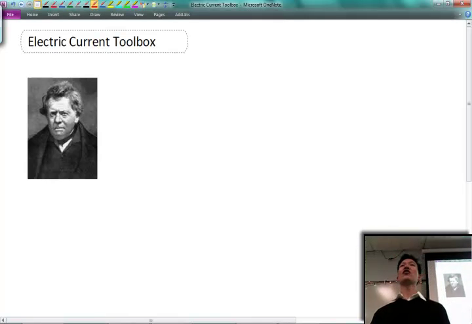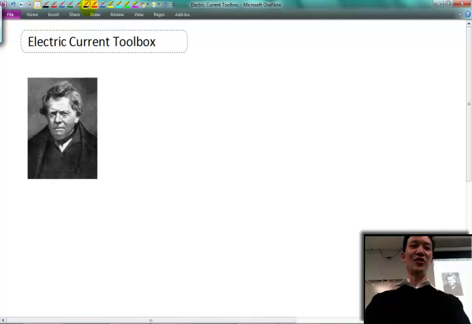For electric current, there's one guy we got to give credit to, who put it all together. This is what he looks like. His name is Georg Simon Ohm. He came up with Ohm's law.